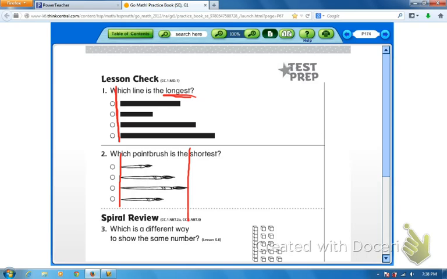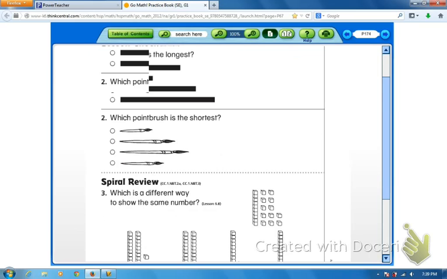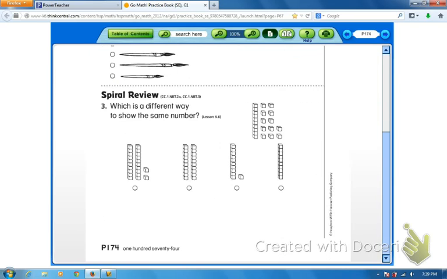And then at the bottom is your spiral review. Number 3 says which is a different way to show the same number. So if we were to group those ones, because we have 12 ones, and make them into another 10, we could see that this picture here, we could take that group of 10, make a 10, and we would have 2 10s and 2 1s, 22.